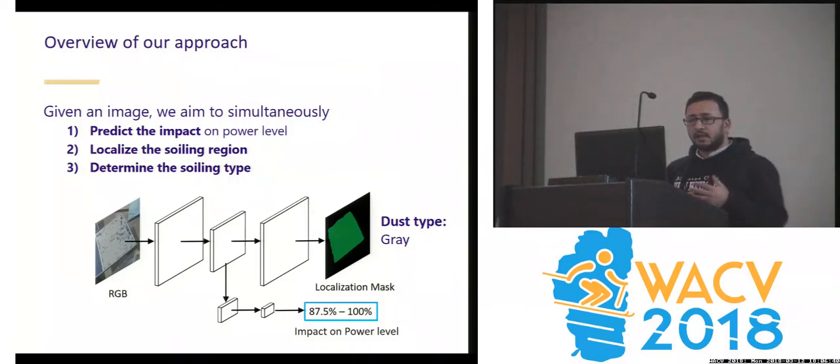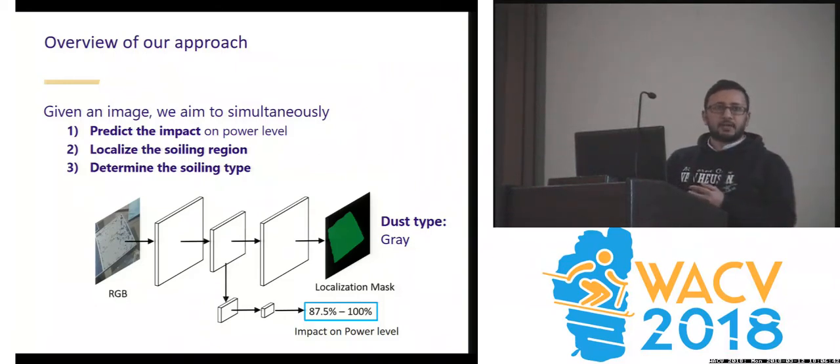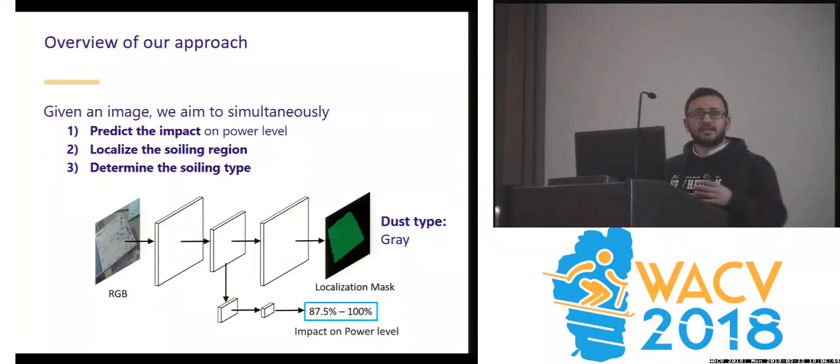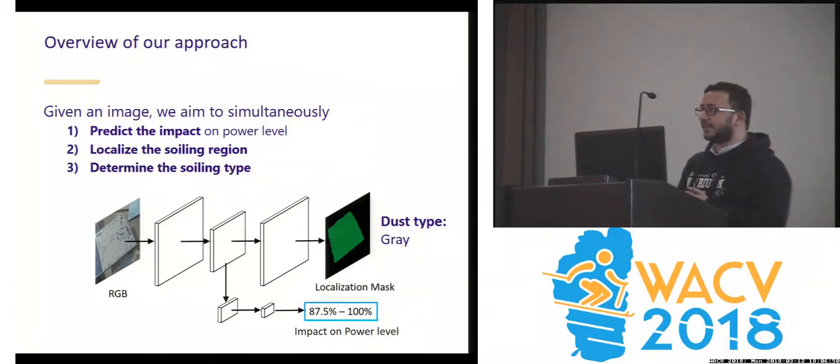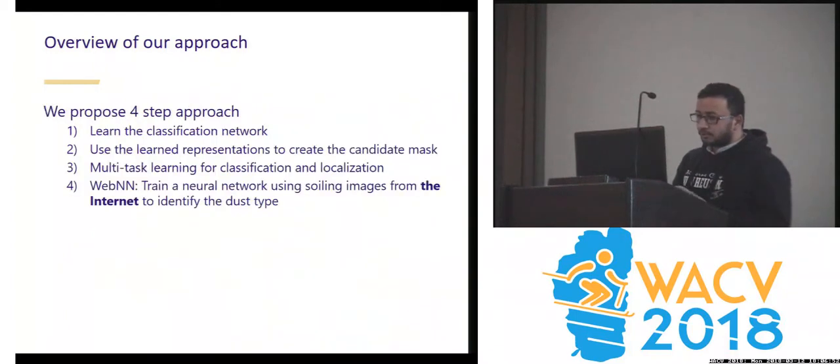So what we want to do is, given an RGB image of the solar panel, we want to predict the impact on the power level. We want to identify the area which is causing this loss, and we also want to identify the material type. To do this, we propose a four-step approach.